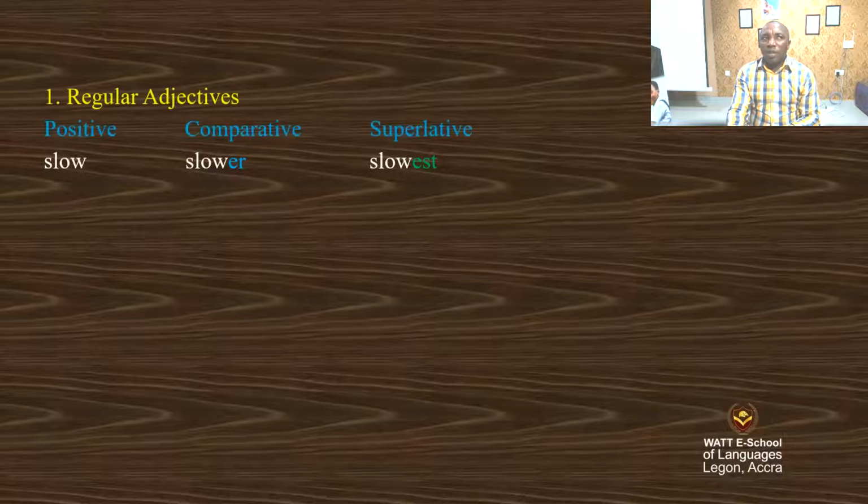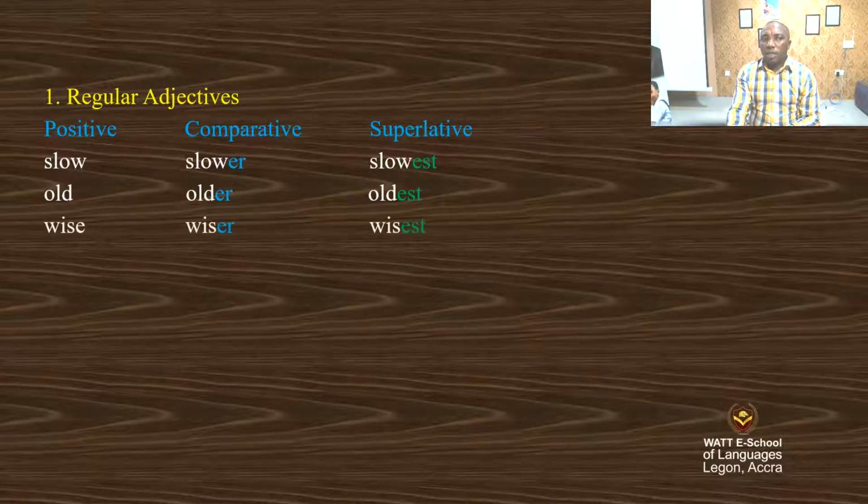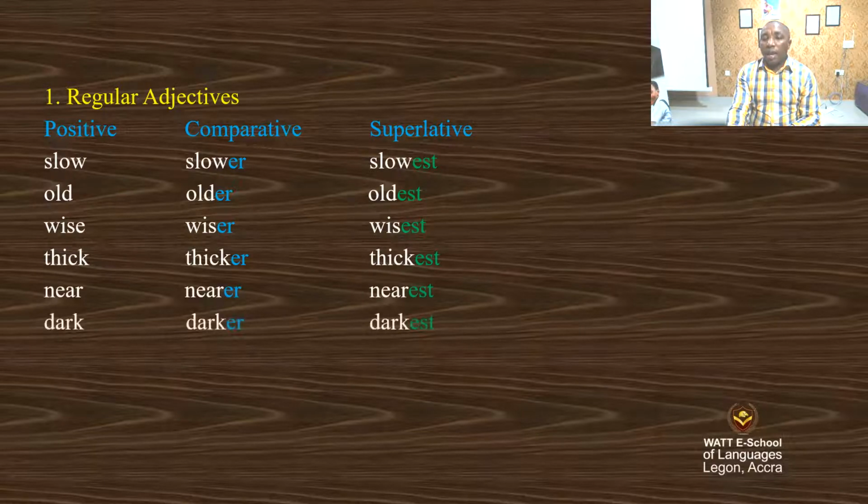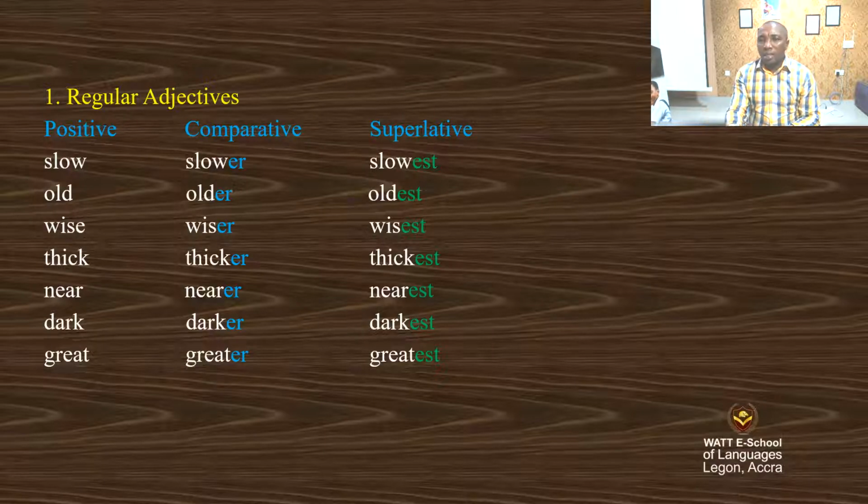Now, we have regular adjectives: positive, comparative, superlative. We have slow, slower, slowest. Old, older, oldest. Wise, wiser, wisest. Thick, thicker, thickest. Near, nearer, nearest. Dark, darker, darkest. Great, greater, greatest. These are the regular ones, because you can see that they add ER and EST to form either the comparative or the superlative. But let's go and have a look at the other set of adjectives.